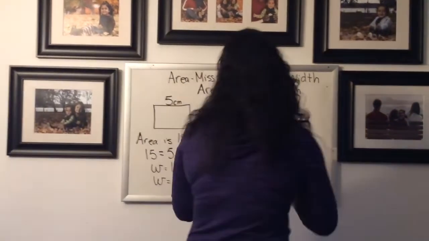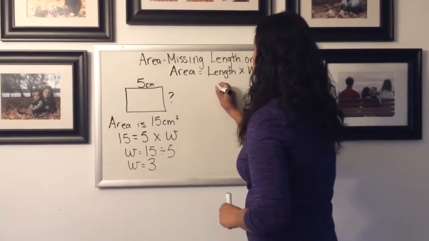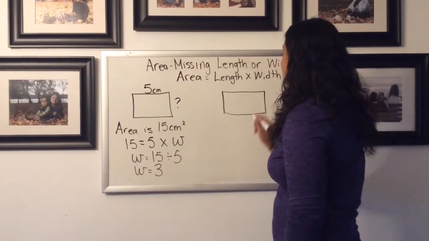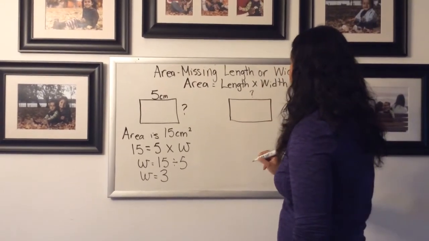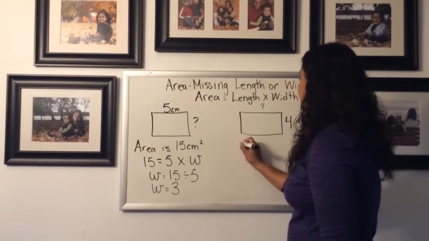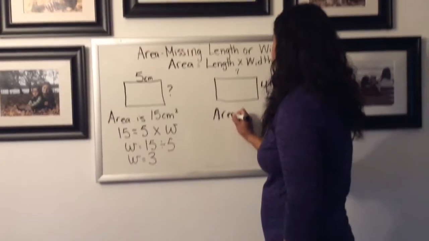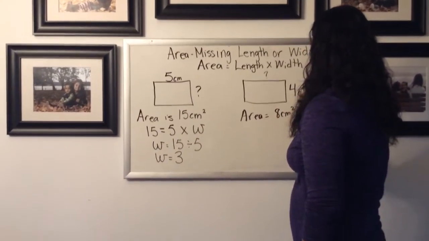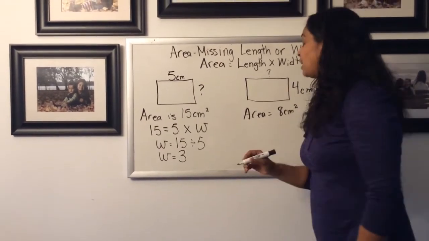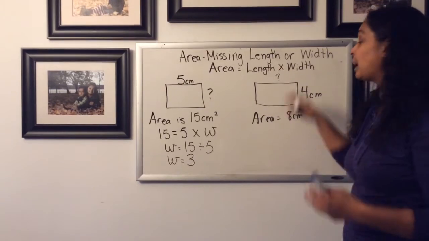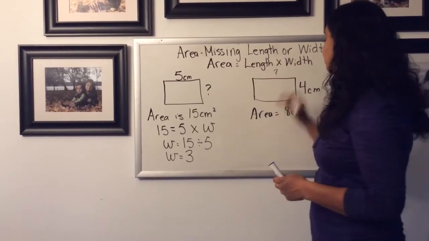Let's try another one. So here's a new rectangle. So this time I'm not going to tell you the length, but I'll tell you that the width is 4 and the area is 8 centimeters squared. So again, I'm just going to use my formula that I already know and start plugging in the information that I know.